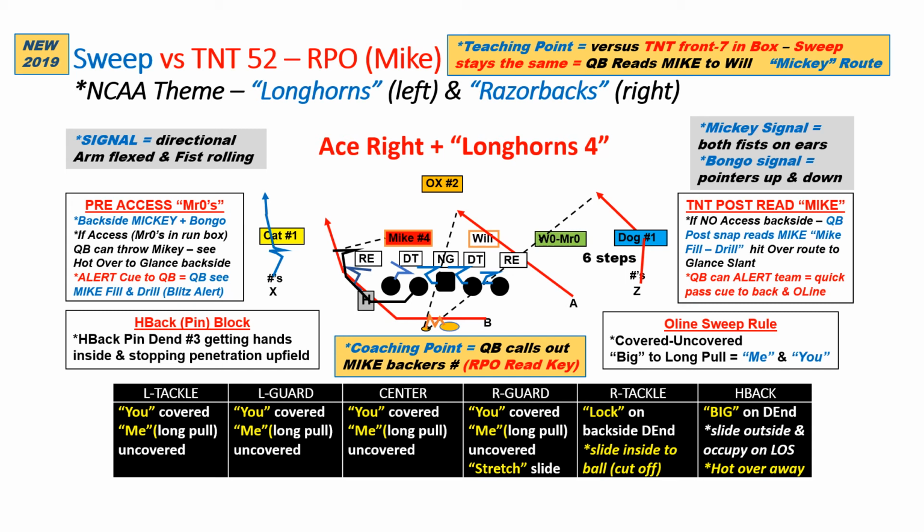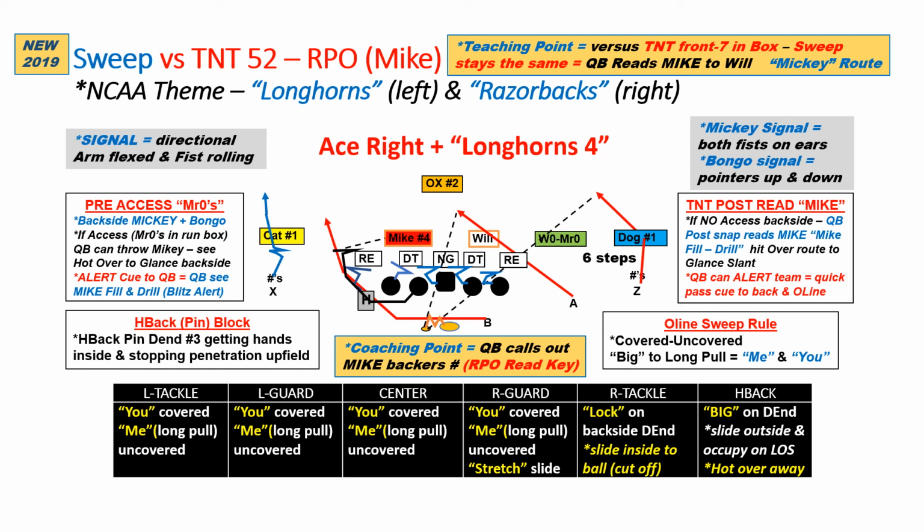All right, last, just for comparison, I want to show the sweep. Again, the inside gap power and counters are the only ones we need to make the TNT 52 adjustment to the backdoor read key of the will. With the sweep here, you can see we keep everything the same as we always do. It's a Mickey concept RPO, so we'll read the Mike. The Mike fills play side ABC gaps fast, then we will still throw our Mickey hot over and glance route. If the Mike skates, you can see we still have our 5 offensive linemen and the H to block the front side, and we'll outrun the will in the scheme.